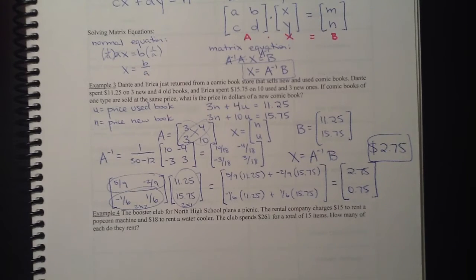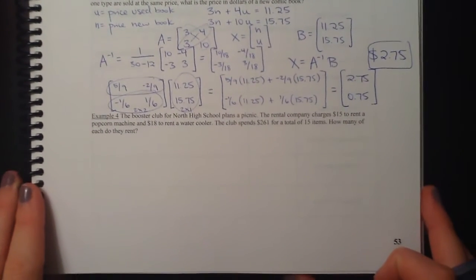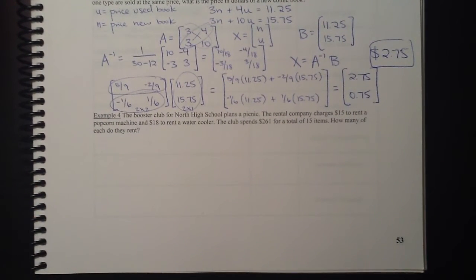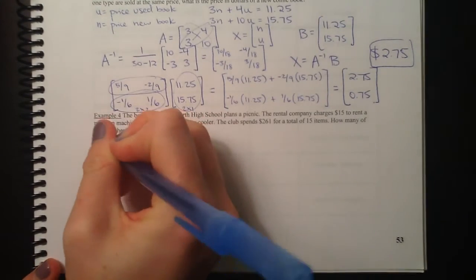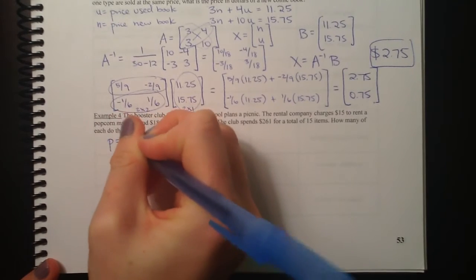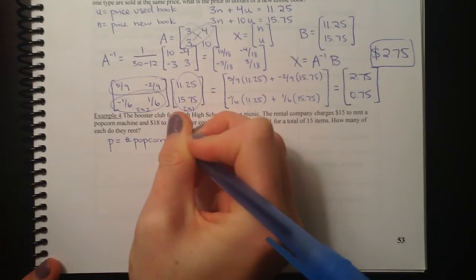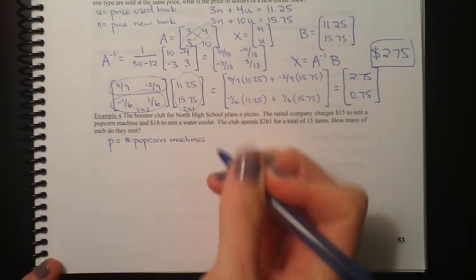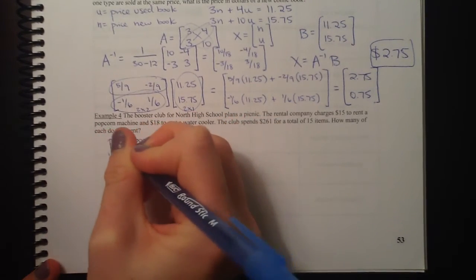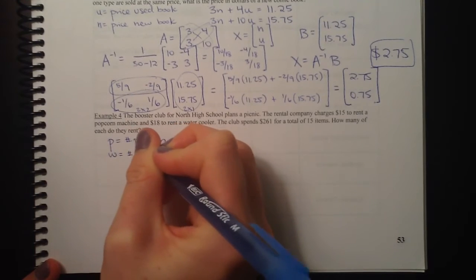Okay, let's do the same thing for this next one. So the Booster Club plans a picnic. Rental company charges $15 to rent a popcorn machine and $18 to rent a water cooler. Club spends $261 for 15 items. So let's say P is the number of popcorn machines, and W will be the number of water coolers.